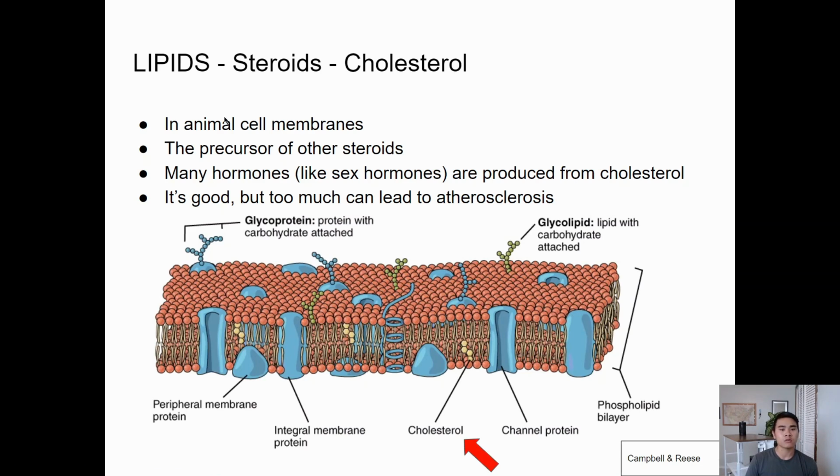And it's in the animal cell membranes, and it's a precursor to other steroids. What that means is cholesterol is used to make other steroids. And many hormones, like sex hormones, are produced from cholesterol. So it's good. You need a certain amount of cholesterol. But too much of it, once again, cardiovascular disease. So you want to moderate cholesterol levels.